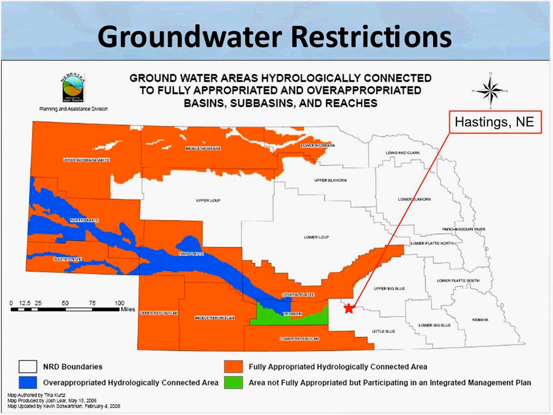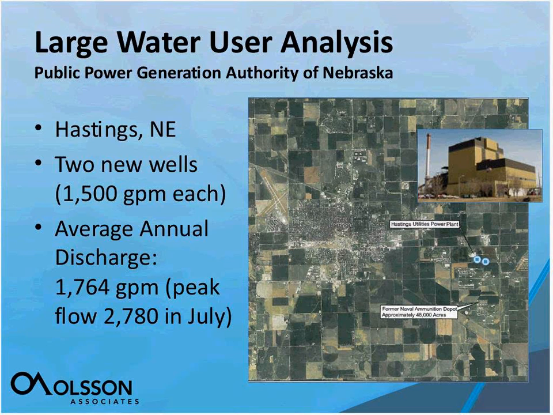So now let's move on to the second case study. The other project that we were working on has to do with a site in Hastings, Nebraska, which is just on the east of where the fully and over-appropriated areas are in the state of Nebraska. So they can allow additional well development, obviously, in terms of even large water users. But the question that they had asked is how will new wells affect existing wells in the area?